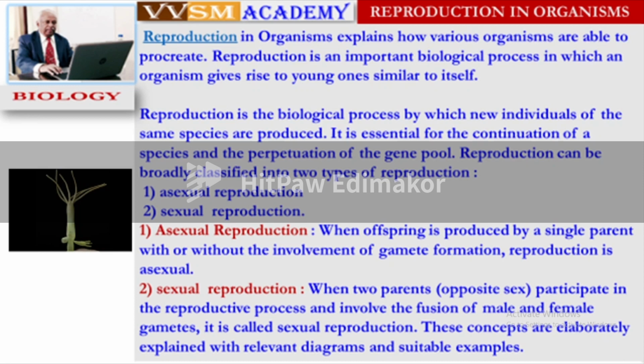when offspring is produced by a single parent with or without involvement of gamete formation, reproduction is asexual. It is a single parent with or without the involvement of gamete formation. In case of sexual reproduction, when two parents of opposite sex, male and female, participate in the reproductive process and involve the fusion of male and female gametes, it is called sexual reproduction. These concepts are elaborately explained with relevant diagrams and suitable examples in the forthcoming classes.